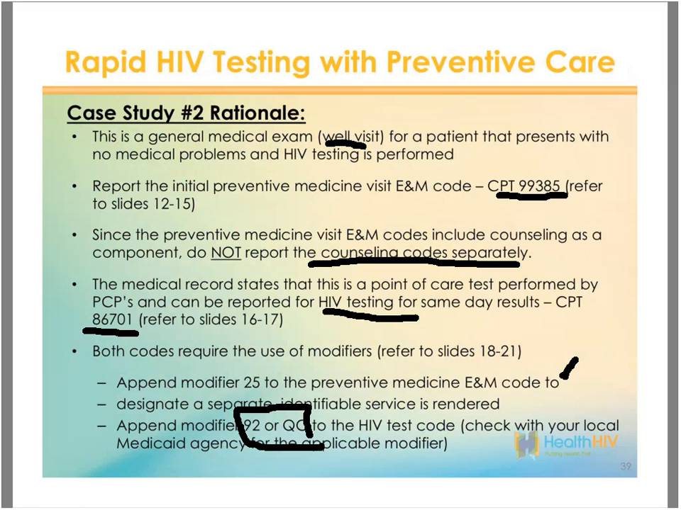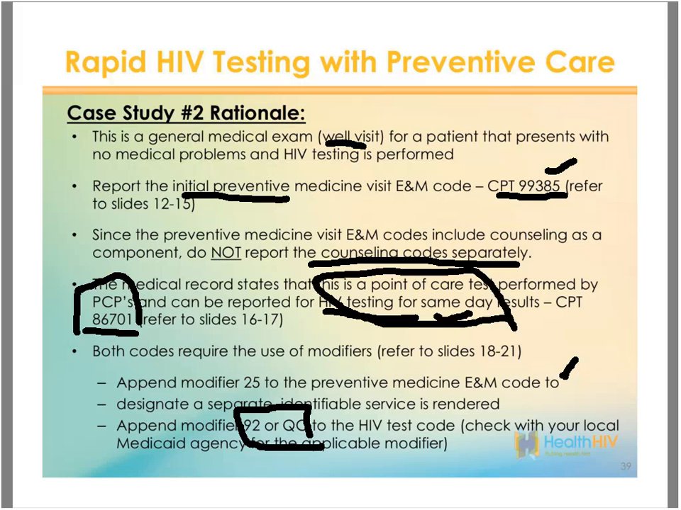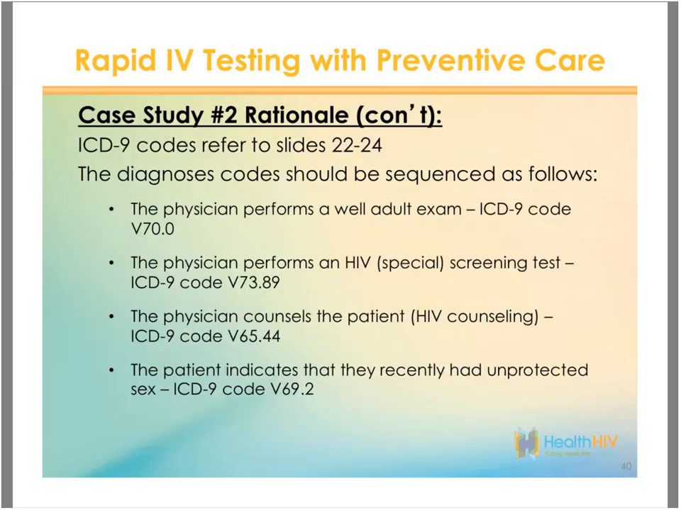So to recap, a rapid HIV test with preventive care, new patient encounter, new patient E&M. The patient also had a rapid test. So you need your E&M, you need your rapid test, which is here, and your modifier 25 is appended to the E&M. Your modifier 92 or modifier QC is appended to the test code. Continuation of the rationale for this case study.